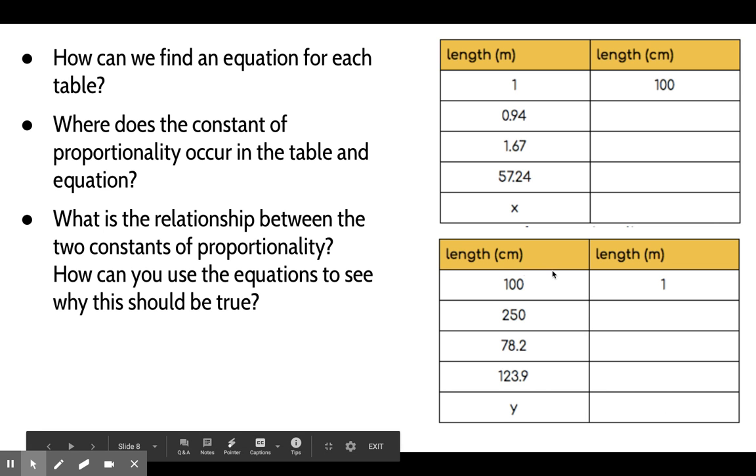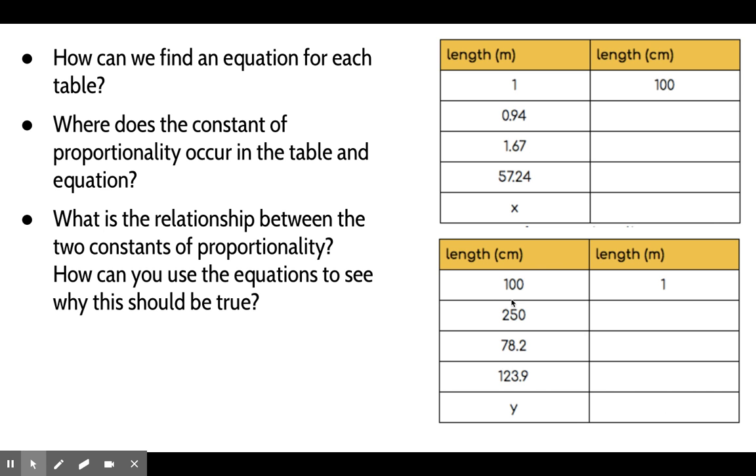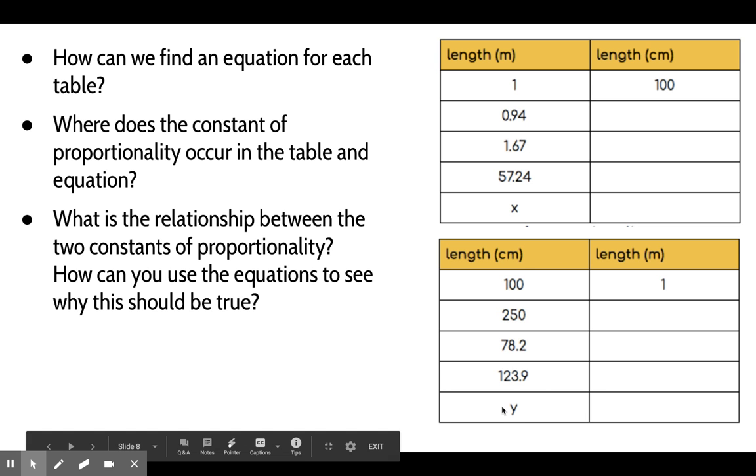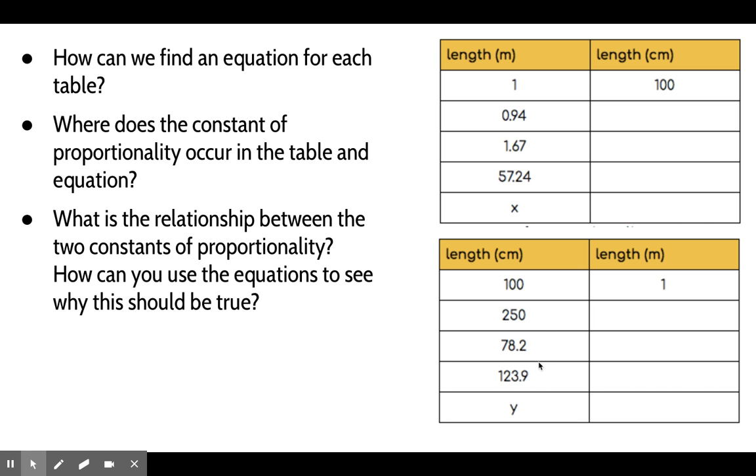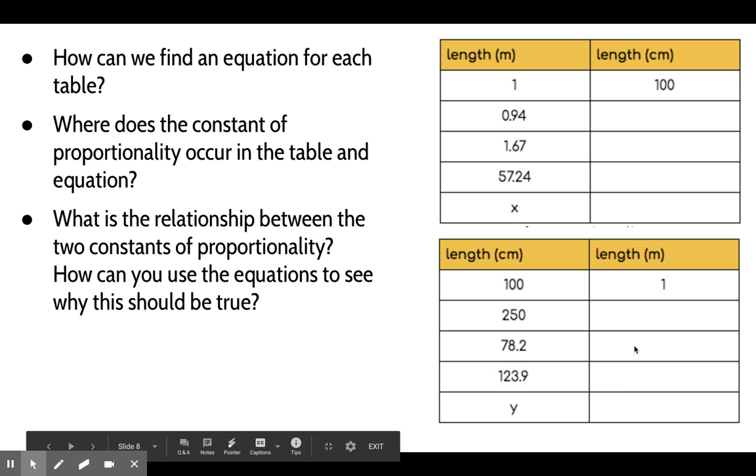So now that I know that this is my new unit rate or constant of proportionality, I need to divide everything by 100, or you could always multiply it by 1 over 100 or 0.01. They're all equivalent values. But to get from 100 to 1, I had to divide by 100. So let's take some time now to figure out what the missing values are.